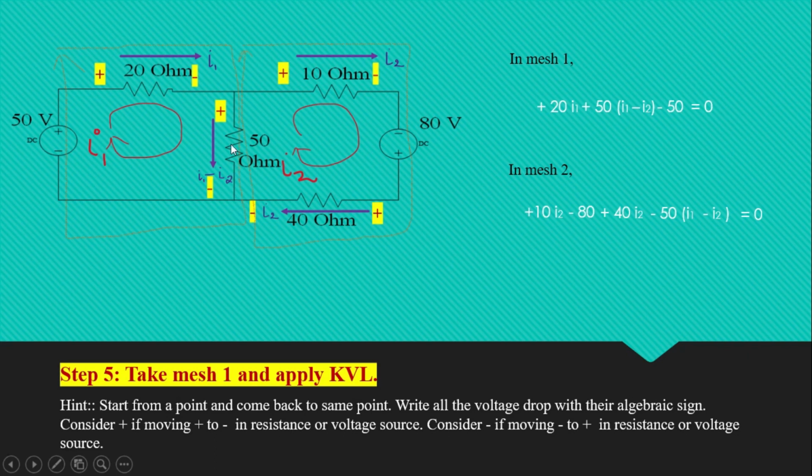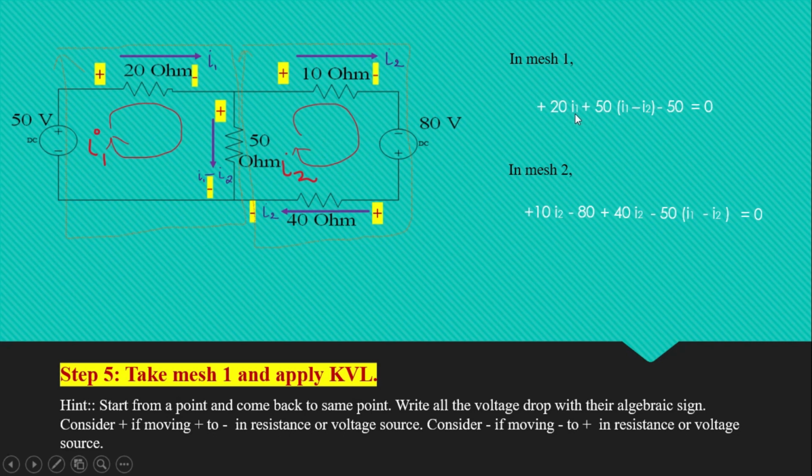Next, you are moving from this point to this point. So the resistance is 50. The current is I1 minus I2, and we are moving from minus to plus. So this means the minus sign with 50 times (I1 minus I2) will come here. So again, the sum of all four voltage drops should be 0. In this way, we can get the KVL for mesh 1 and for mesh 2.